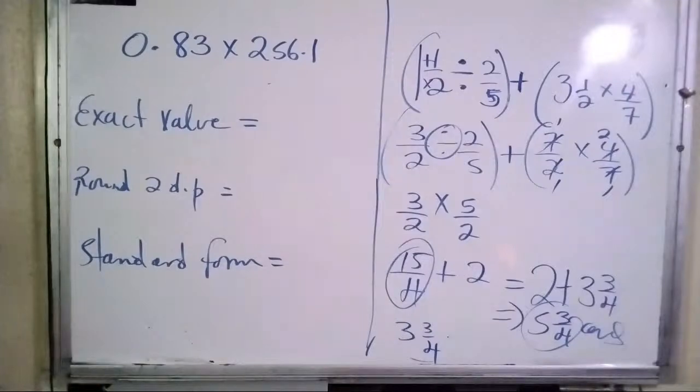Alright, so the exact value is 256.39. And guys, forget the exact value, you punch that in your calculator. So guys, hold on. When you punch it in the calculator, and the calculator gives you 2 different answers.